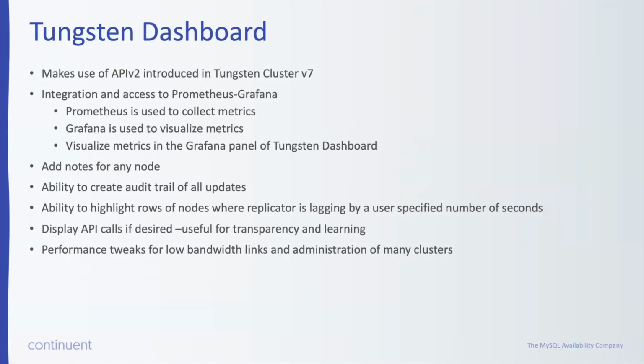Tungsten dashboard too has gone through a lot of changes. A lot of them are under the hood and they're making the dashboard perform exceptionally well. And a lot of that has to do with making use of API version 2, which was introduced in Tungsten Cluster version 7. That has allowed a lot more enhancements and efficiency to be built into the dashboard. But also with the dashboard, now we have integration and access to Prometheus and Grafana. So you can use Prometheus with the dashboard to collect metrics, right? And you can use Grafana to visualize all the metrics that you're collecting. And you can do this all within the Tungsten dashboard.